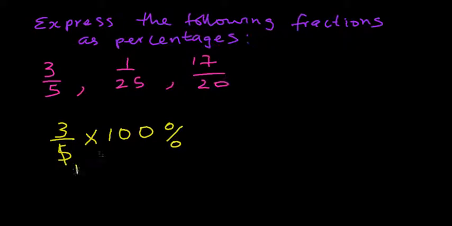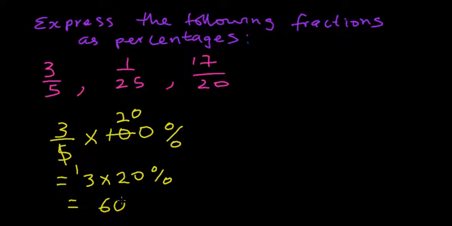5 here 1, 5 here 2, then you bring the 0, 20. So we are now left with 3 times 20%, which is equal to 60%. So we've expressed 3 over 5 in percentage as 60%. Let's do the second fraction.